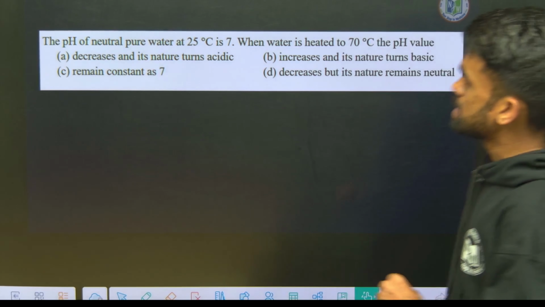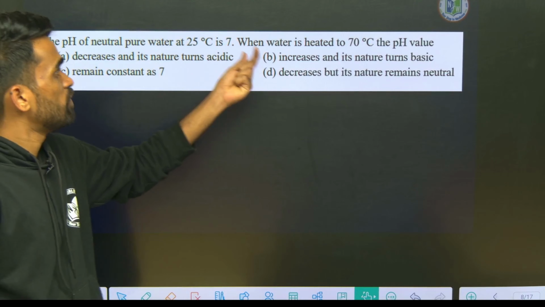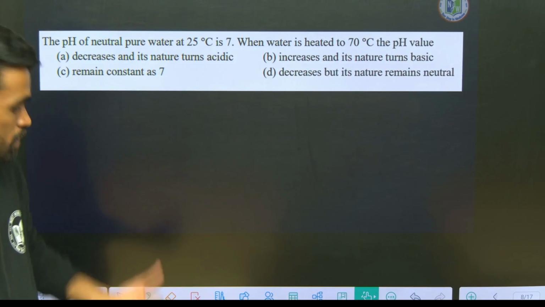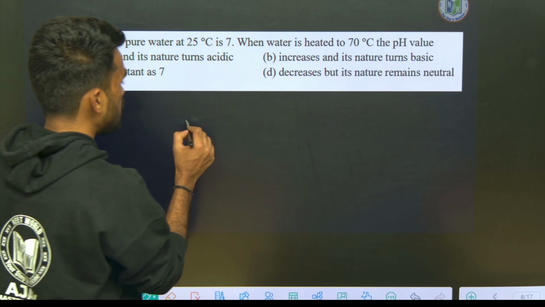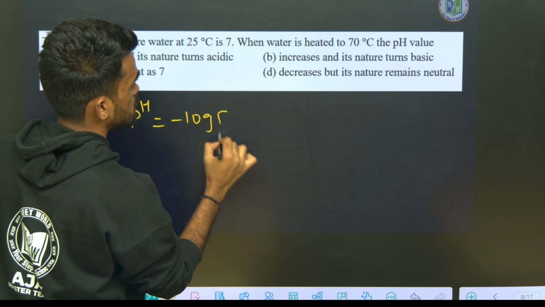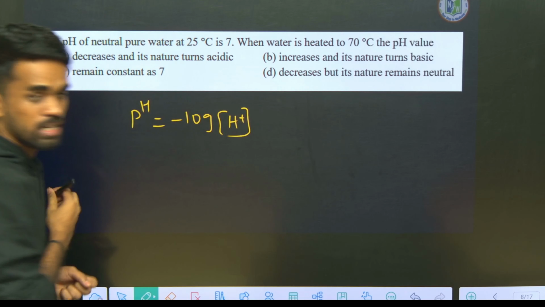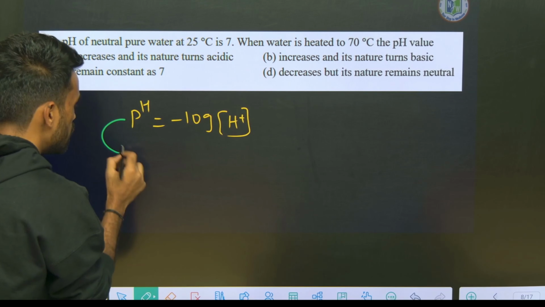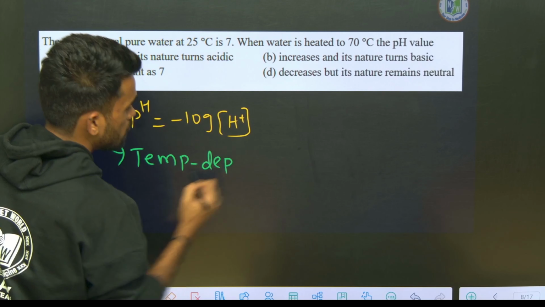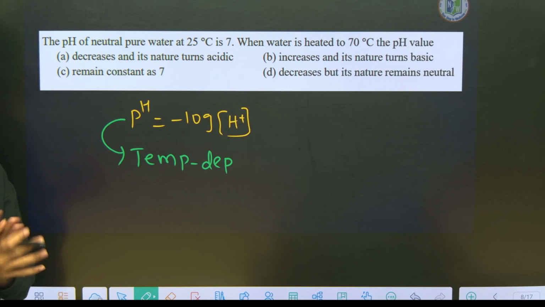this one. See, the pH of neutral pure water at 25 degrees Celsius is 7. When the water is heated to 70 degrees, what happens to the pH value? See, pH is what? Minus log concentration of H plus. So remember, pH is temperature dependent. If temperature changes, pH value also changes.